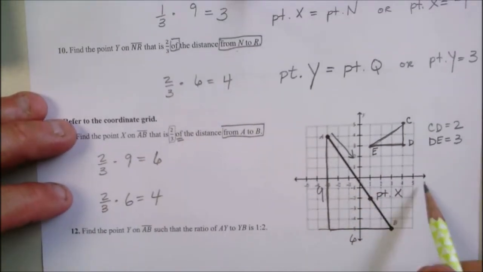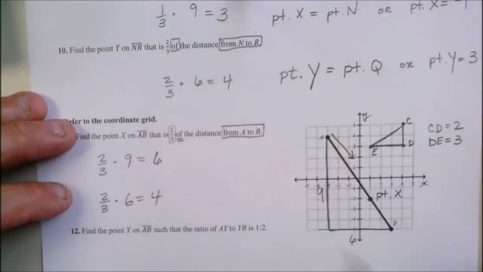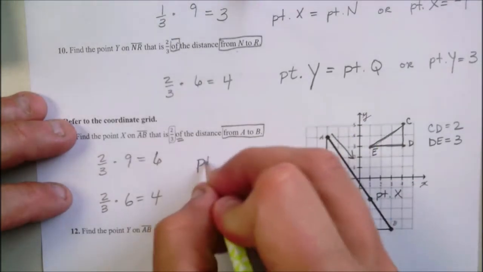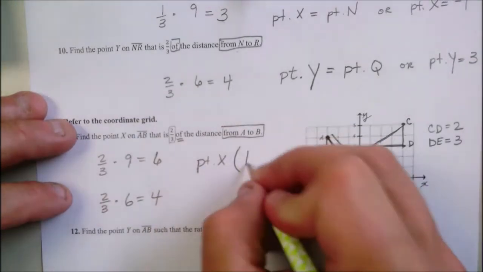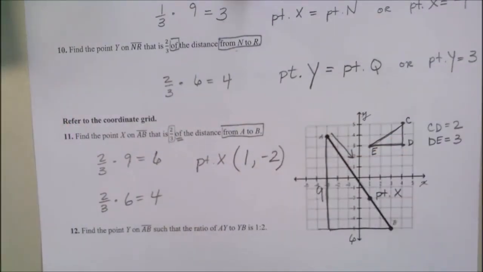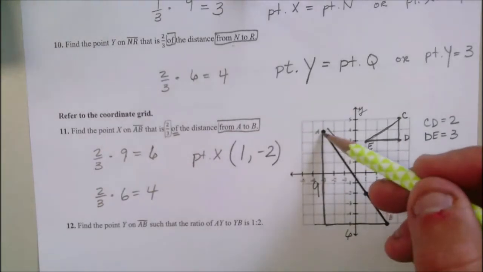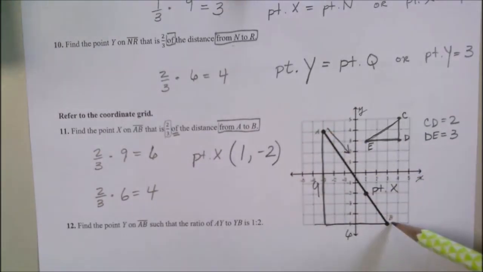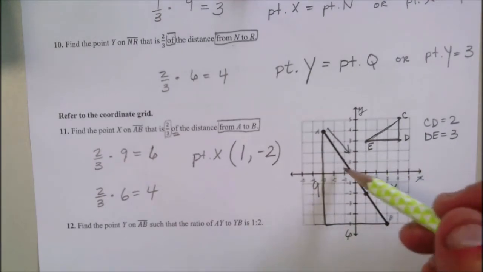Now, it's probably good to review ordered pairs. Remember, this is the X, and this is the Y, and ordered pairs always go X, comma Y. So point X has an ordered pair of 1, -2. That's 2/3 of that distance there. I hope that made sense. The reason why I started here is because we were going from A to B. If I was going B to A, I would have started here and done 2/3 of the rise and 2/3 of the run and gotten somewhere up in there.